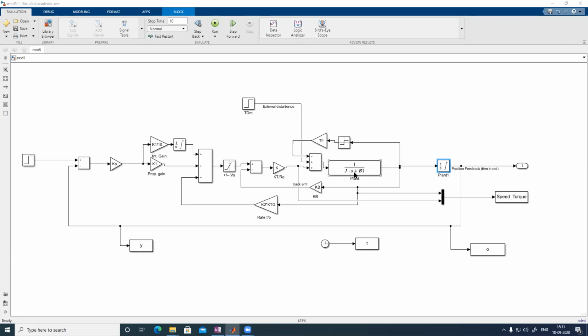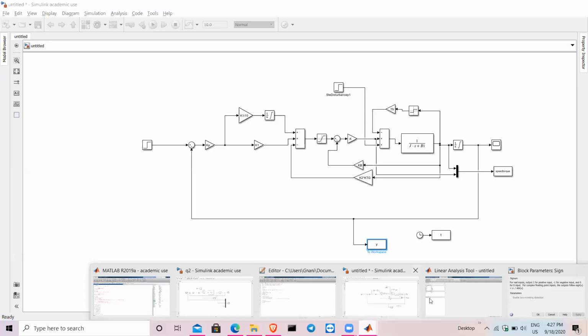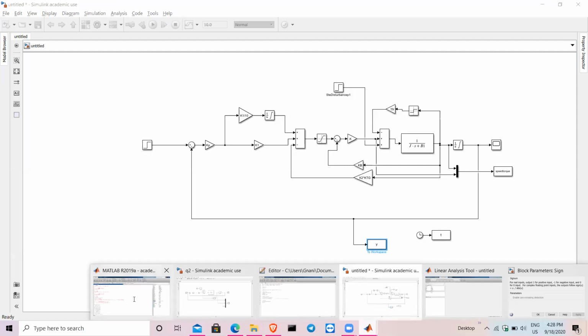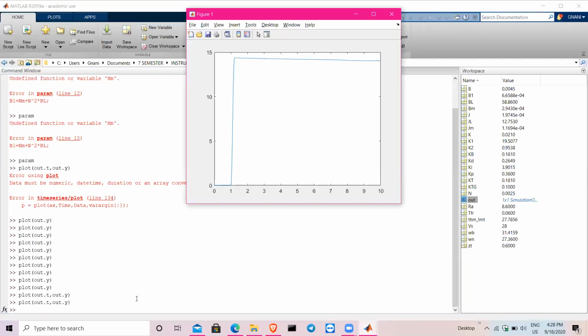Sir, one minute, I will share the screen. I want to show my output. I am not satisfied with the output, sir. I am getting this kind of output, sir. Yeah, this is actually wrong.